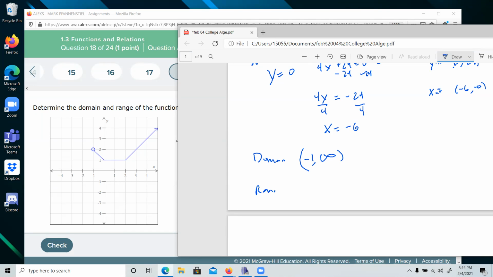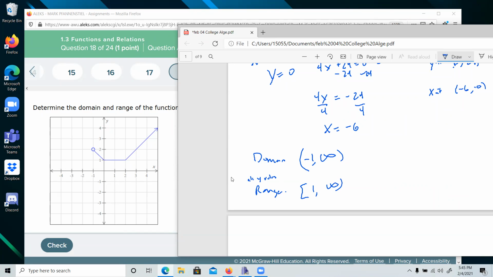My range, that's all the legal values of y. All y values. Well, what's the lowest value I have for y? Looks like 1. Does it touch 1? Oh, a lot of times. So we're going to go with 1. And again, we've got an arrow pointing up, going up, up, up. So that would be our range.